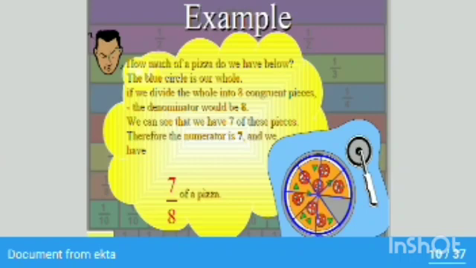Again, consider an example here. How much of a pizza do we have below? The blue circle is our whole, and if we divide the whole into 8 congruent pieces, congruent means equal pieces, then the denominator would be 8. Yes, obviously, when we are dividing the whole into pieces, the total pieces are considered as the denominator. Now we can see that we have 7 of the pieces. One is already eaten and 7 are left. So the numerator is 7 and the fraction is 7 upon 8.